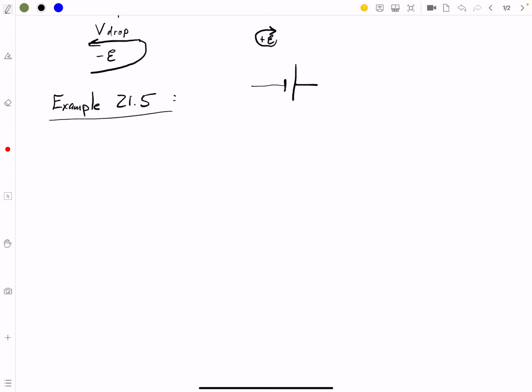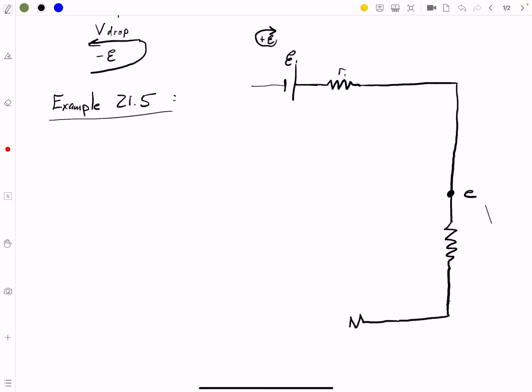Okay, there's EMF 1. There's our R1. We're going to come down here to point E. We've got this resistor. And we're going to come down here, and then we've got internal resistance R2.